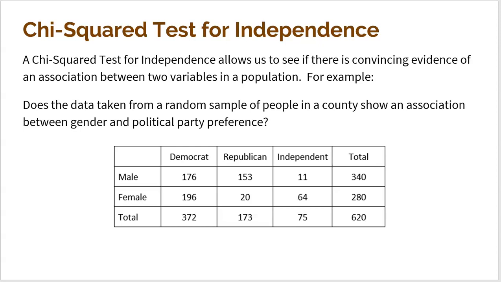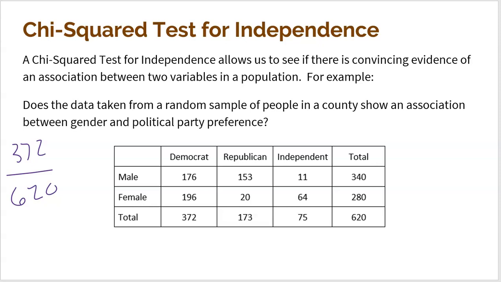So that's the key, right? You always start with the null. The null is that no, there's no association. Male, female, it doesn't matter. There's no association. Well, if there's no association, you start with your totals, right? So for example, Democrat, 372 Democrats out of 620. Okay, so 372 out of 620.